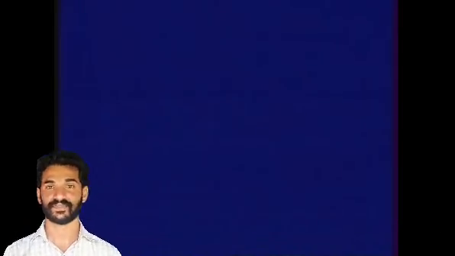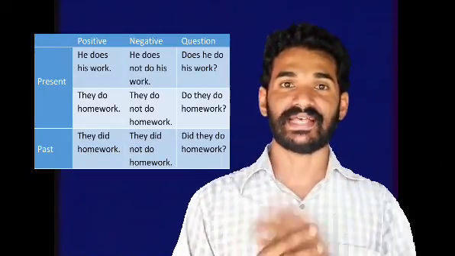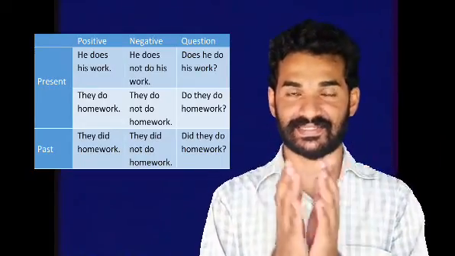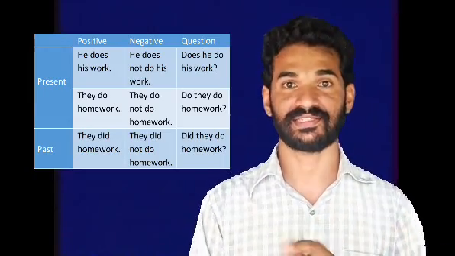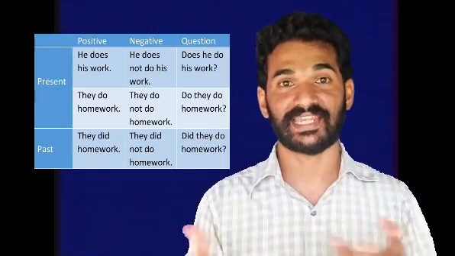Alright? Let's move to the next. We use does, do, did as the main verb of a sentence. Look at the sentence: he does his work. How can you split that does? Does plus do is equal to does. And what's the negative of does?